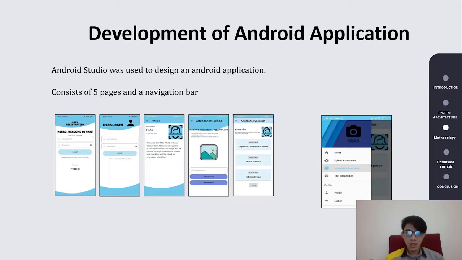The most important pages in the Android application are attendance upload, which allows users to upload the classroom image, and the attendance checklist, which allows a user to check the attendance when the attendance report has been completed.